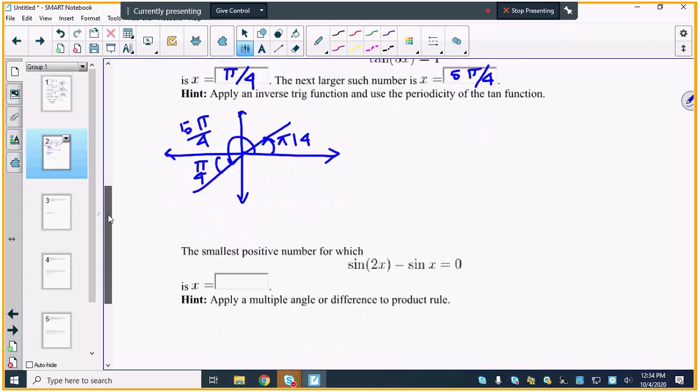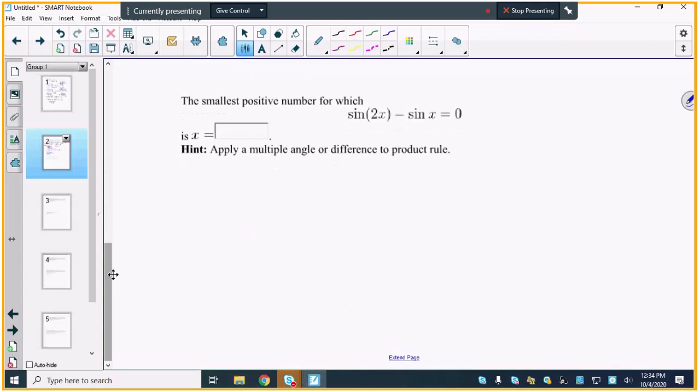Similar question: the smallest positive number for which sine 2x minus sine x is 0. So we're going to try to answer this question. This one will require you to remember the double angle formula for sine 2x. Remember, the double angle formula is 2 sine x cosine x minus sine x equal to 0. And I just need the smallest positive number solution.